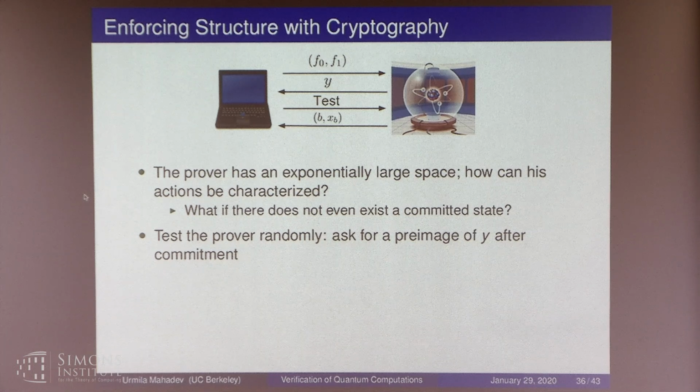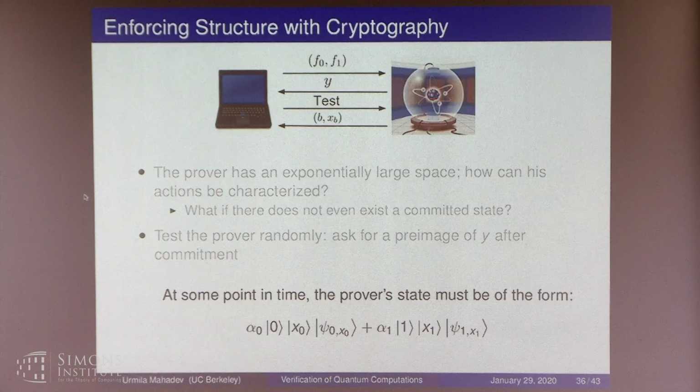So what that means is we can look at the entire prover space and write it down like this. So this might look complicated, but all it's saying is that at some point in time, there was some preimage in a register held by the prover. So this psi just represents the extra space of the prover. But all you should really notice here is now we have a state which has the preimages of y.